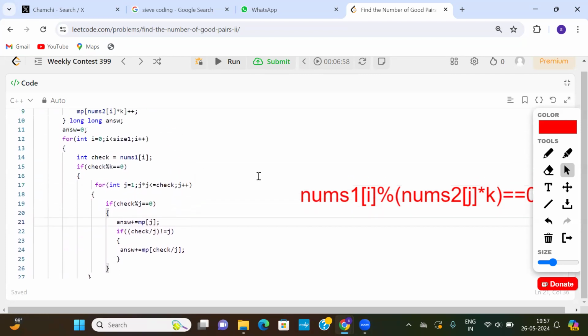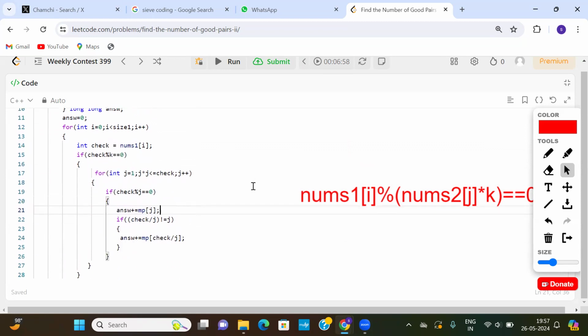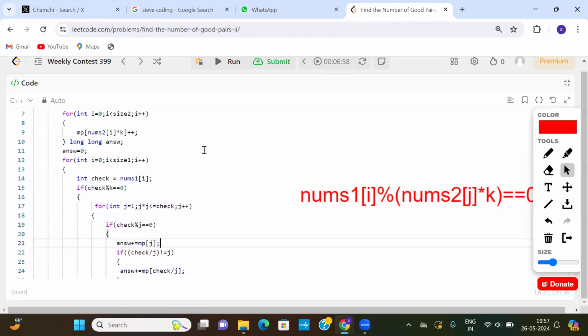So I can calculate all the divisors in the root n approach, and this is going to work. What I simply did is store all the modified elements of nums2 in one map. Then I calculated all the divisors of nums1. If a particular divisor occurs in my nums2 vector, I will add it: answer equals answer plus mp at index j, where j is the divisor, and check divided by j is also a divisor. So this particular approach is going to work.